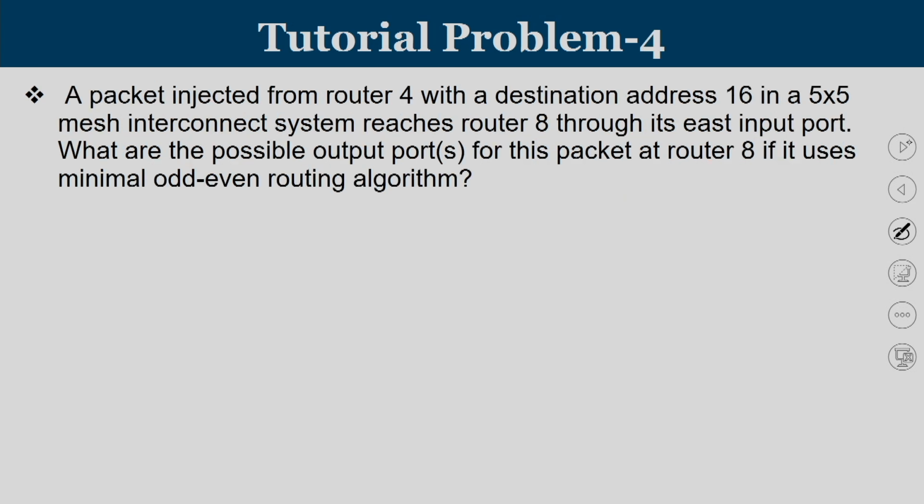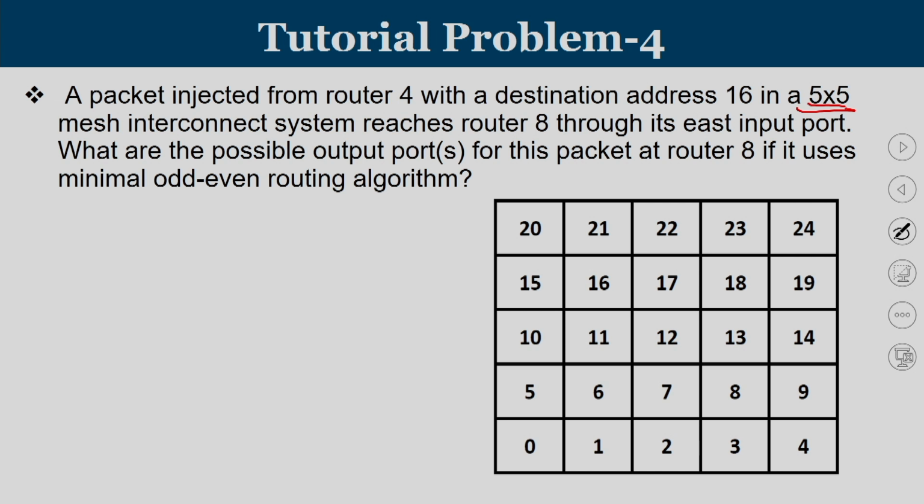Let us move on to the fourth problem. A packet injected from router 4 with destination address 16 in a 5 by 5 mesh interconnect system reaches router 8 through its east input port. What are the possible output ports for this packet at router 8 if it uses minimal odd even routing? So, this is a question that deals with odd even routing. Here also we are going to work with a 5 by 5 network.